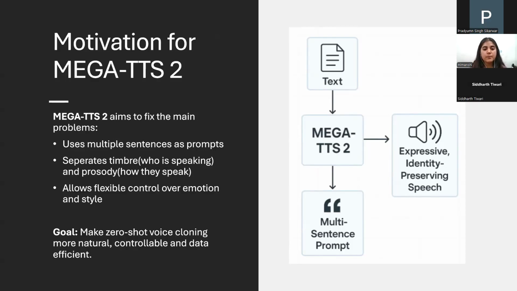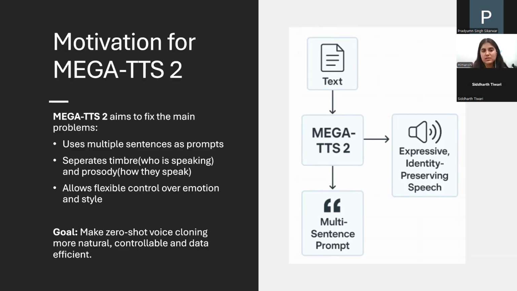Timbre is like what the voice sounds like, and prosody is how the person is speaking, meaning their emotions, whether they are excited, sad, calm, or angry. These two things, voice and emotion, get mixed together. So if you try to change the emotion, the voice might be changed, and that's not good. For example, imagine you want the same voice to speak happily in one case and sadly in another case, but still sound like the same person.